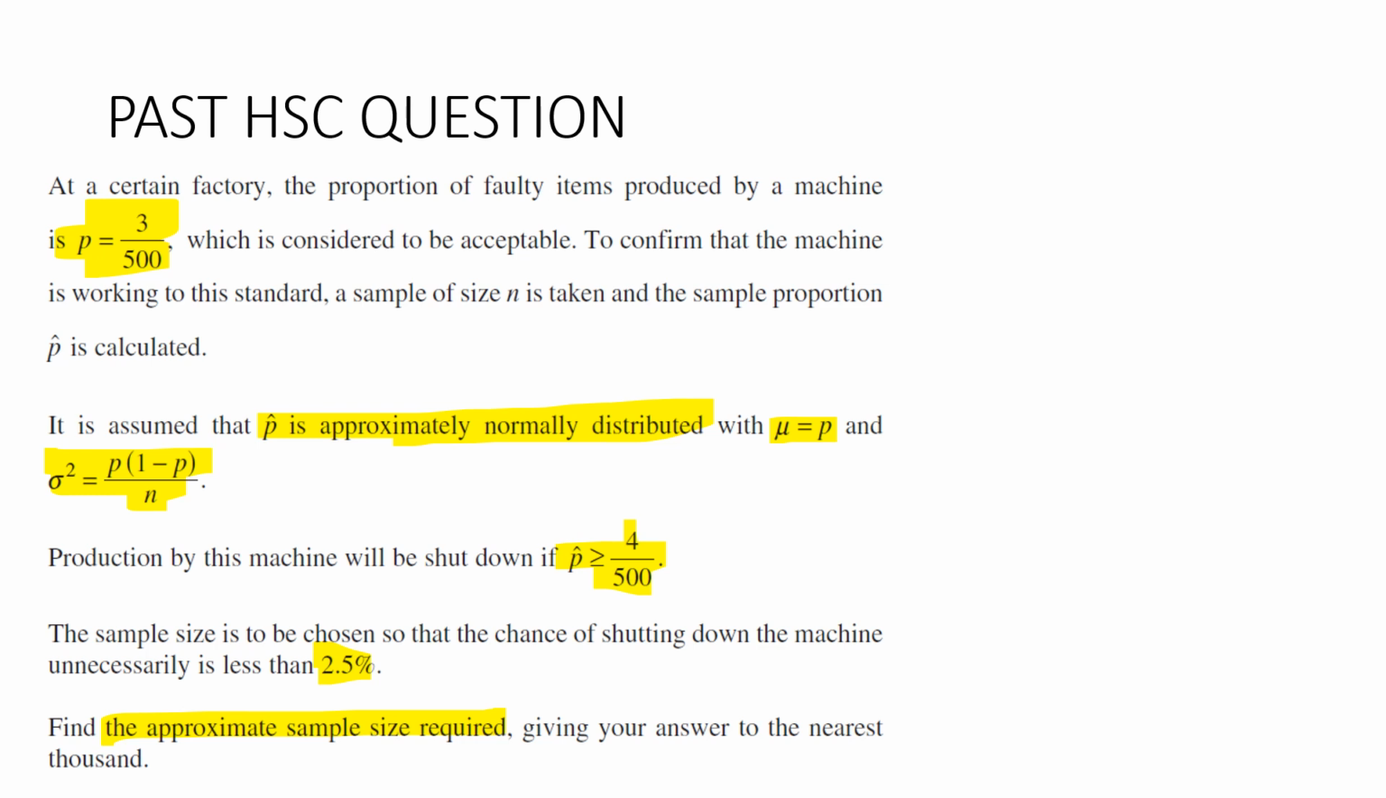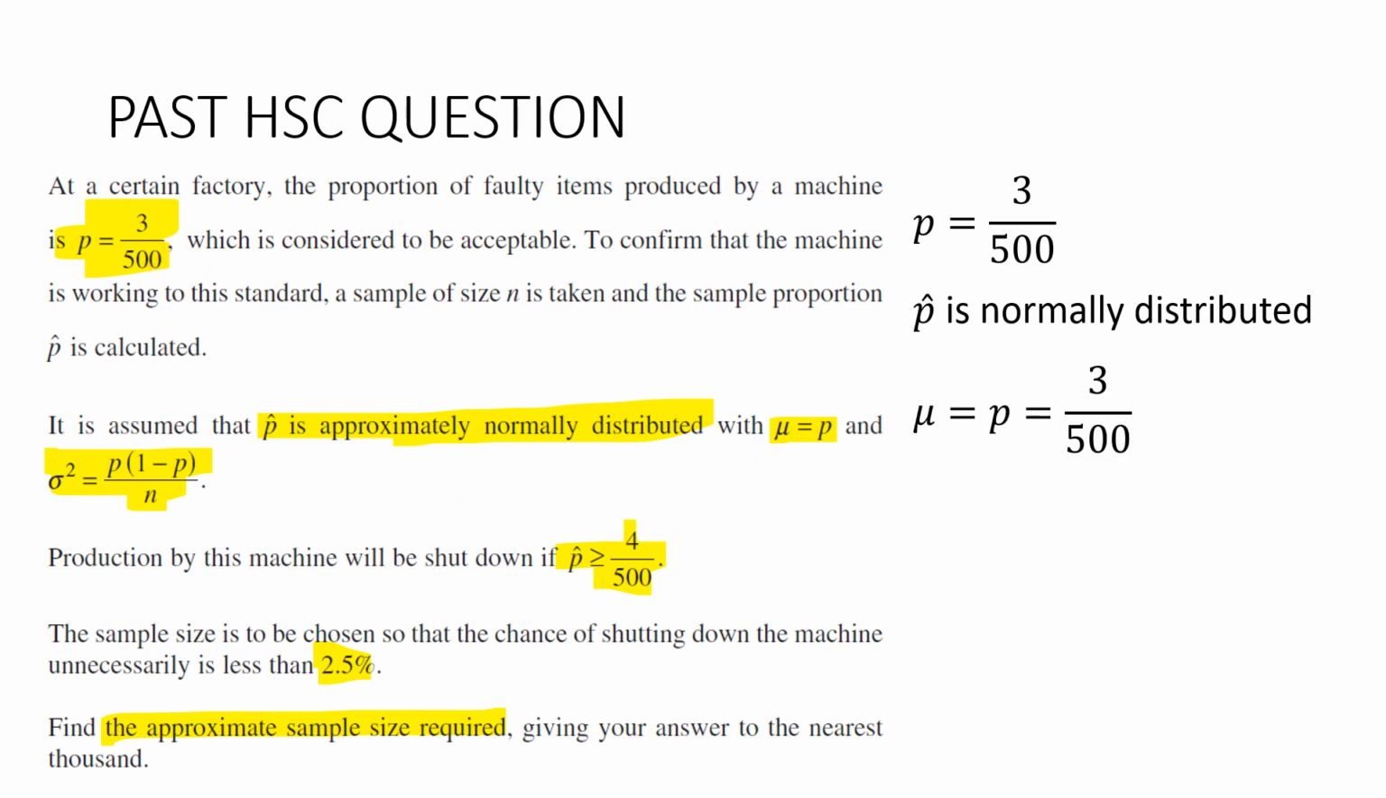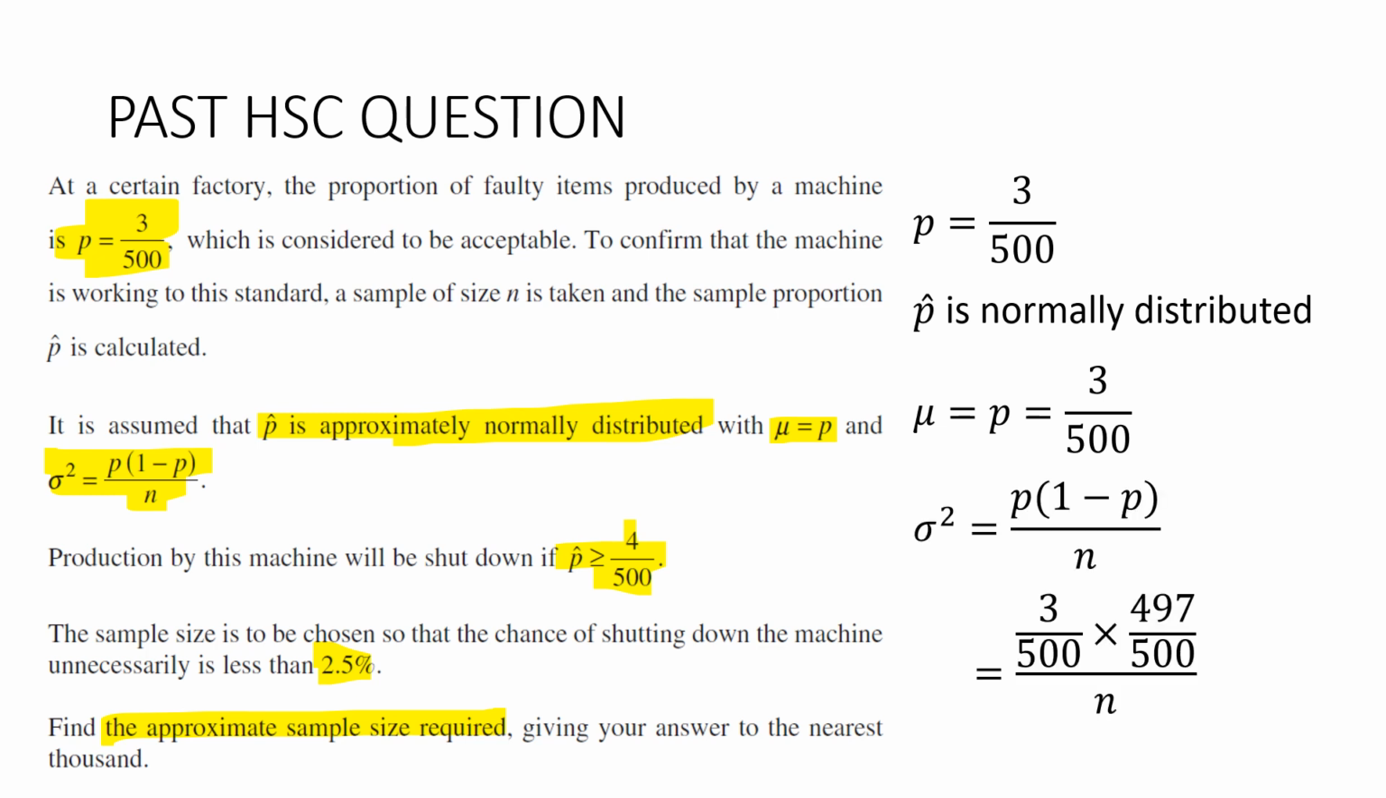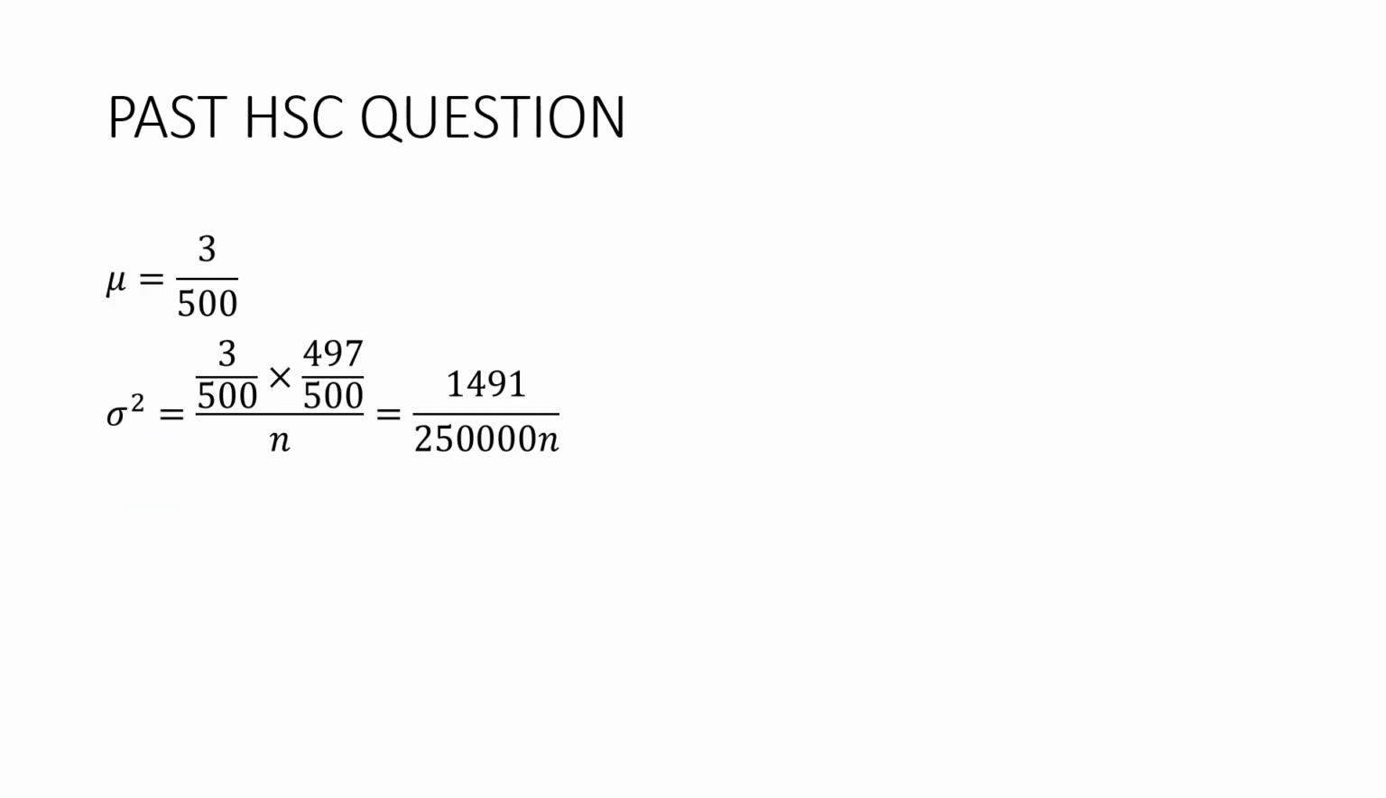So what do we know? We know the true proportion of faulty items, so that's P. We know that p hat is going to be normally distributed. And we know the mean is P, and this is the standard deviation. So we can actually substitute P into these formulas. So mu is going to be 3 on 500, and sigma squared will be 3 on 500 times 497 on 500 divided by n, which is equal to 1,491 divided by 250,000n. So p hat is normally distributed with this mean and variance.